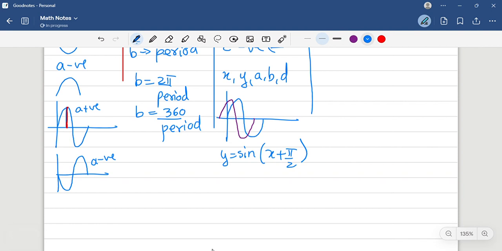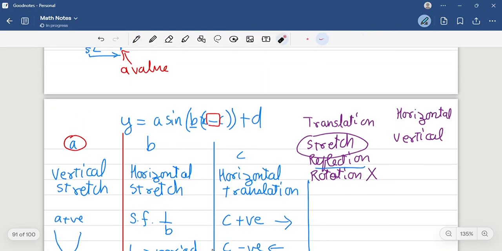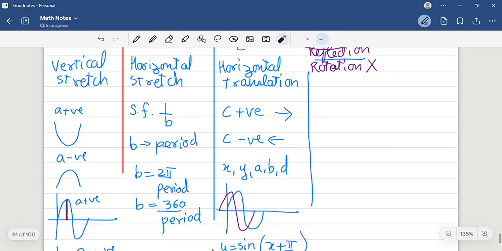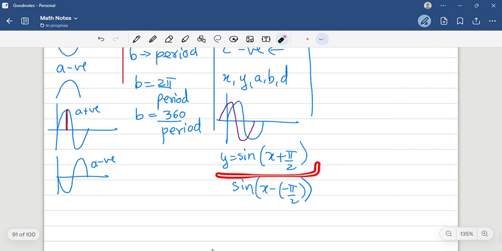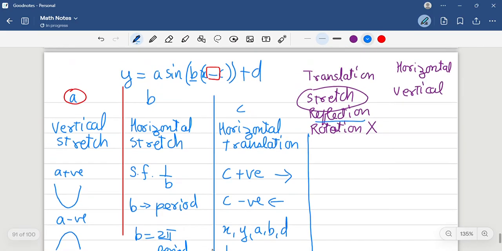Plus, because if it is minus of minus pi by 2, I told you if it's to the left, I'll just elaborate it. Sine of x minus of minus pi by 2, right? To the left means it is negative pi by 2, but in the part I had mentioned already, this part is minus c, so negative times negative makes it positive, and that's why this is our answer.